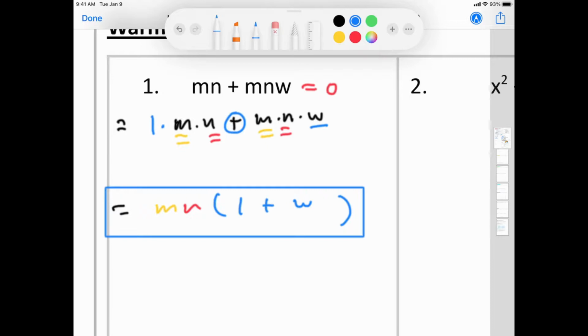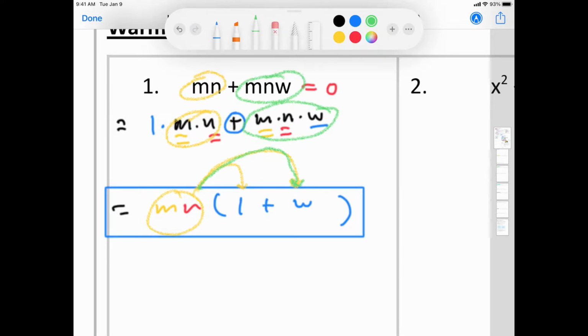All right, to check my answer, you can do something called distribute. So you can take this, mn times 1 will give you mn. Mn times w will give you mnw. So all I had to do in this problem was factor out the GCF.